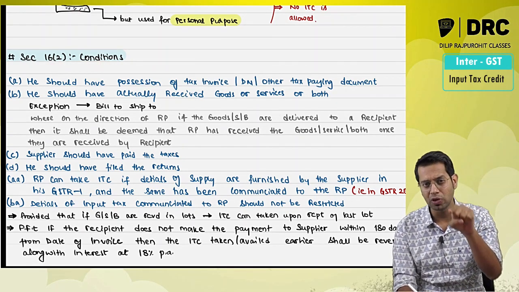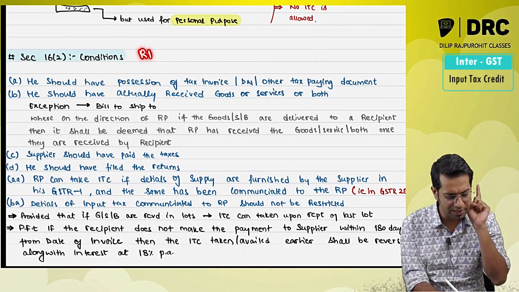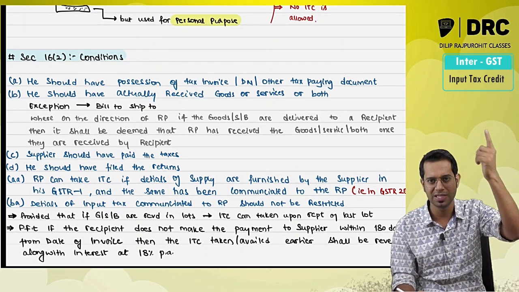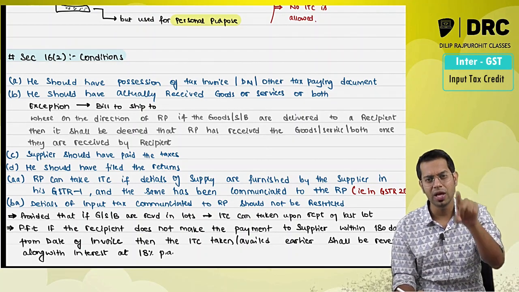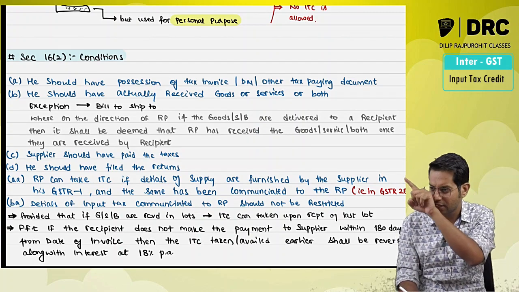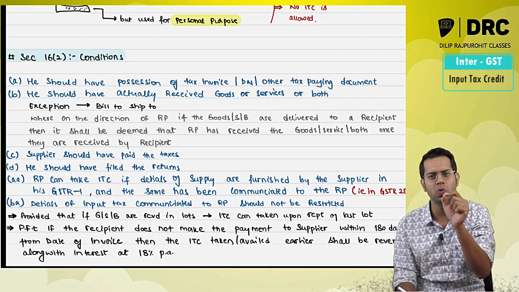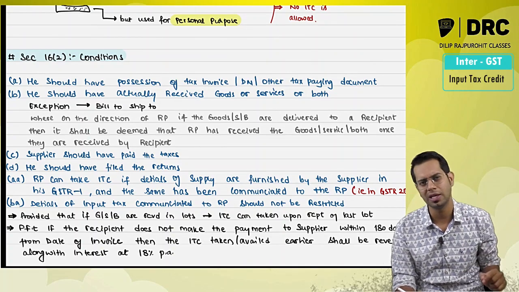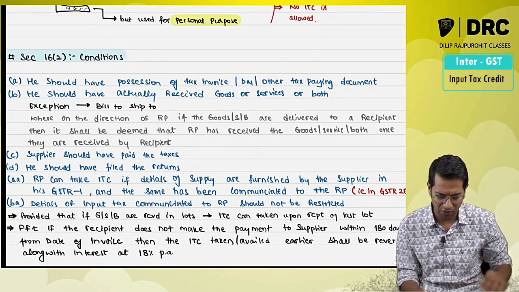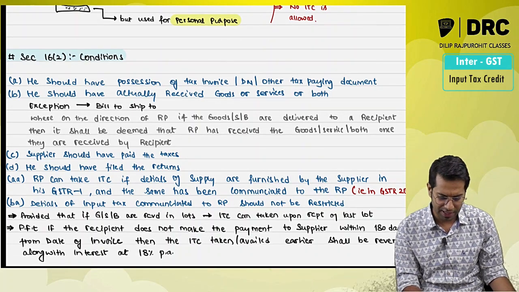If you want to take input tax credit, who are you? You are a registered person. See, first 16(1) says a registered person can take input tax credit. So a registered person, if you want to take input tax credit, you will have to satisfy these conditions. Whatever conditions are specified over here, you will have to satisfy for taking input tax credit. Please concentrate carefully. Nice and beautiful conditions they have added.